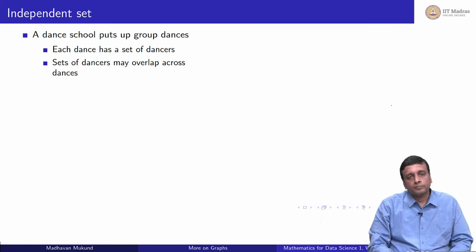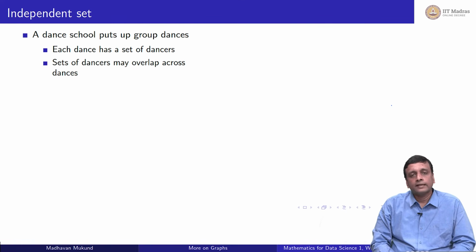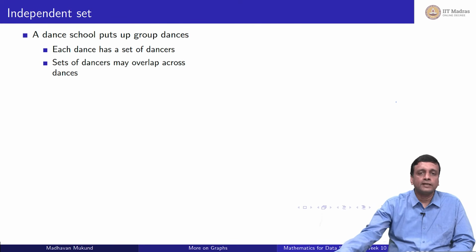Here is yet another problem. Supposing there is a school, a famous school of dance, and they are going to put up a show which consists of a number of group dances. In a group dance, obviously there are a number of dancers who participate, but the school as a whole has over a period of time rehearsed many such dances, and some dancers take part in more than one dance. So there are overlaps between the dances in terms of which dancers are required.